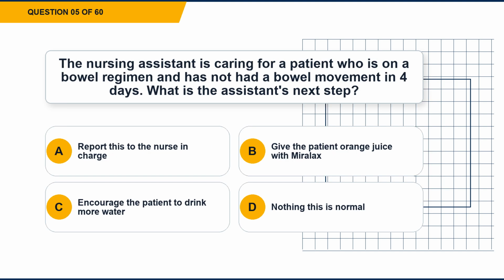Question 5. The nursing assistant is caring for a patient who is on a bowel regimen and has not had a bowel movement in 4 days. What is the assistant's next step? Option A. Report this to the nurse in charge. Option B. Give the patient orange juice with Miralax. Option C. Encourage the patient to drink more water. Option D. Nothing, this is normal.